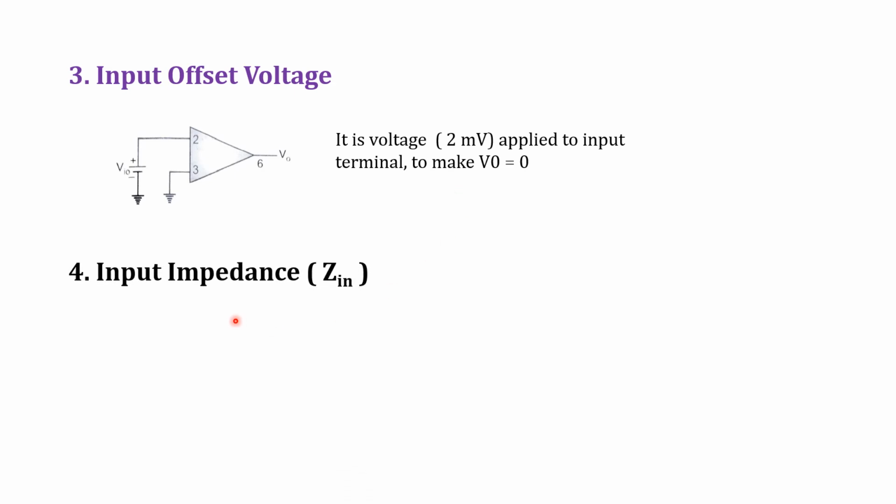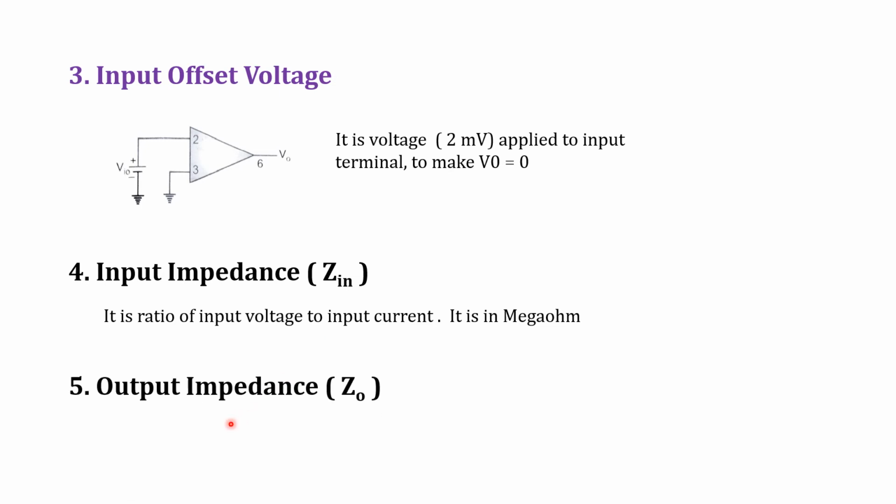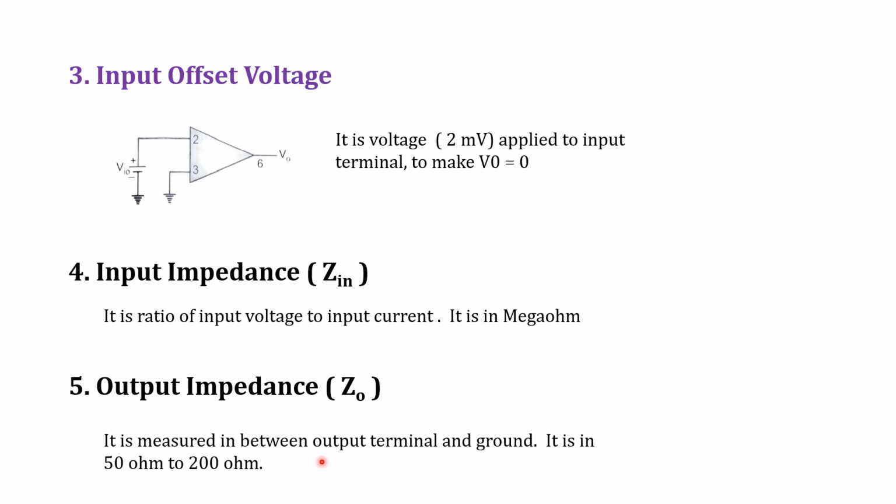The next parameter is input impedance, denoted Zin. It is the ratio of input voltage to input current and is measured in mega ohm. Next is output impedance. It is measured between the output terminal and ground. It is always of the order of 50 ohm to 200 ohm, which means the output impedance is very low.